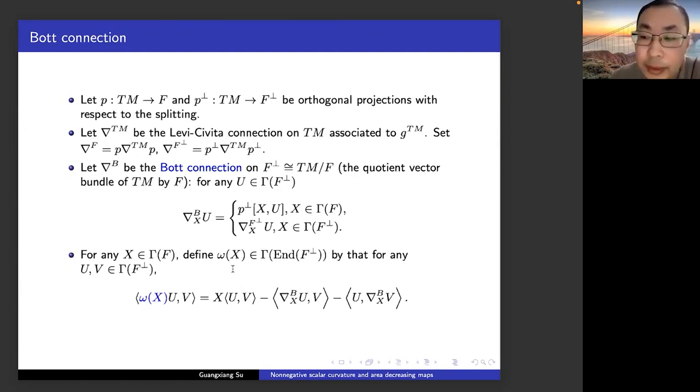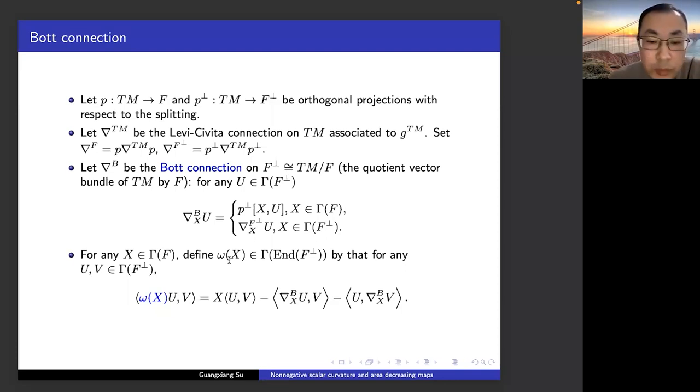On the foliation, we have the famous Bott connection. It is defined as follows. First, let P be the projection from the tangent bundle to F, and P-perp the projection to F-perp. Then let the Levi-Civita connection on the tangent bundle be associated to the Riemannian metric, and we have the induced connections on F and F-perp. Now the Bott connection is defined on F-perp as follows. If X is a smooth section of F and U is a smooth section of F-perp, then we take the leaf bracket and then project to F-perp. If U and X are sections of F-perp, then we take the projected Levi-Civita connection.